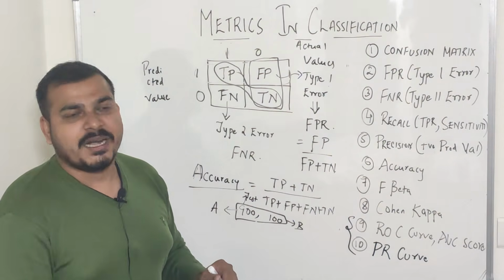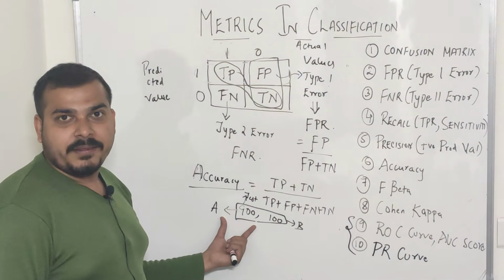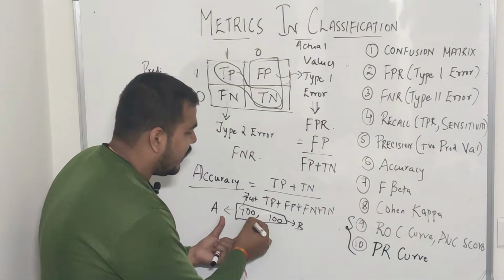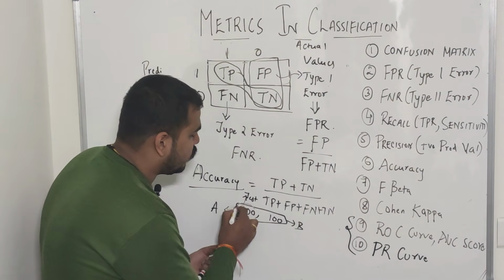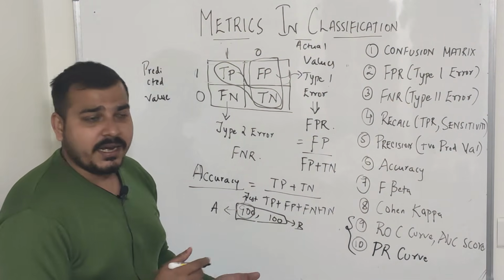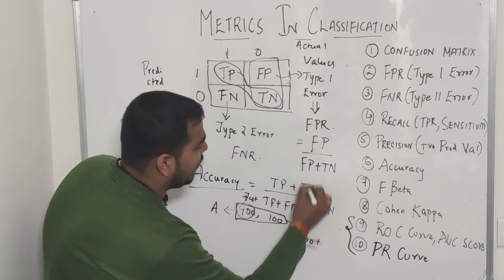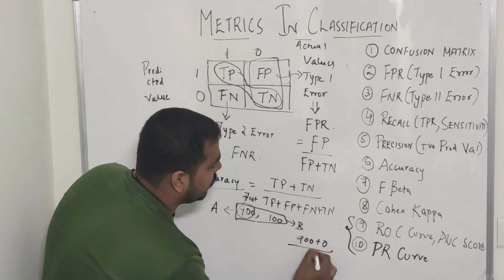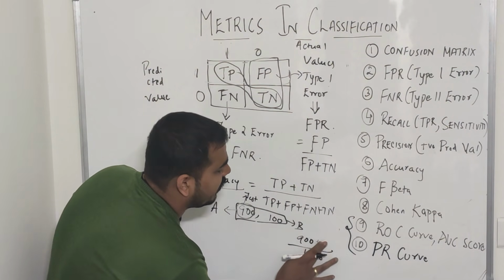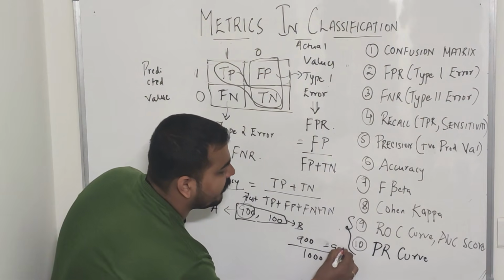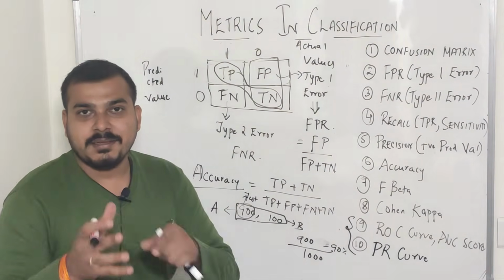Now suppose my model predicted all the classes as class A. In that specific case, if I compute TP plus TN, I'm just going to get 90% accuracy, right? Because true positive I'll get 900, true negative I'll get 0, and if I do the summation, it will become 900 out of 1000, which in short is 90% accuracy. So this is a problem, right?